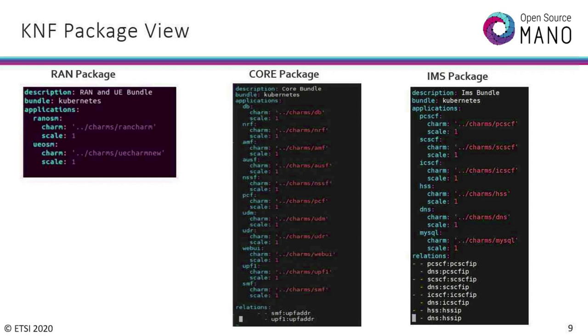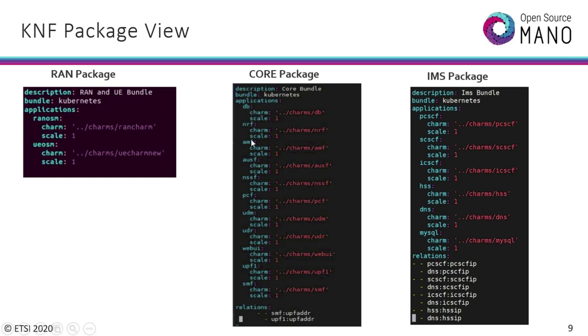So let us take a view at the KNF package. This is the KNF package view of our setup. You can see the packages of RAN, core, and IMS here. And these are basically the bundle.yaml files that will deploy all the charms. Also, these are the bundle.yaml files that will be referred in OSM's VNFD.